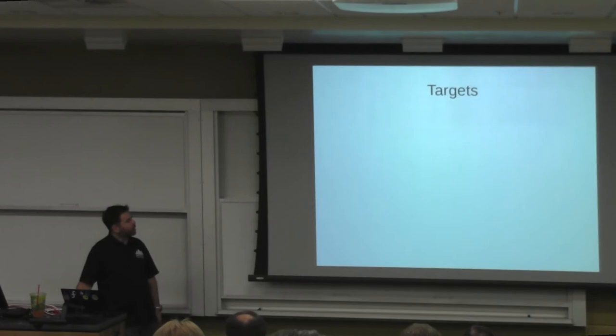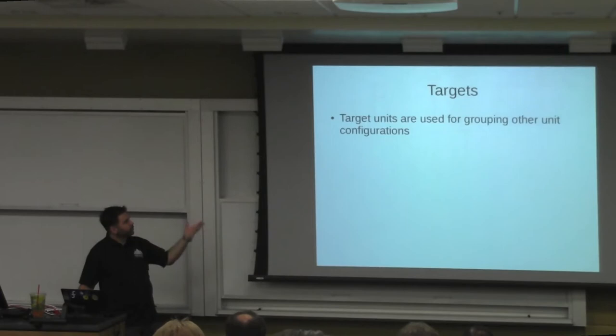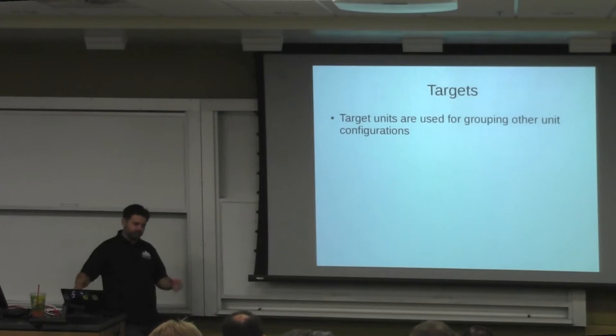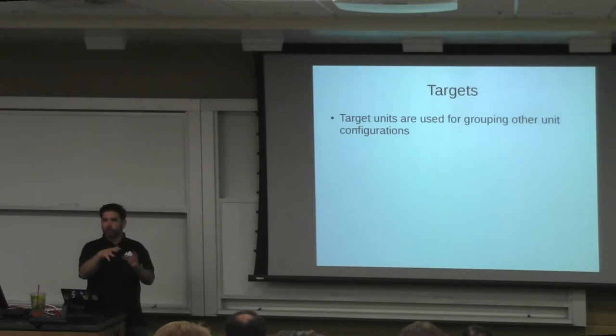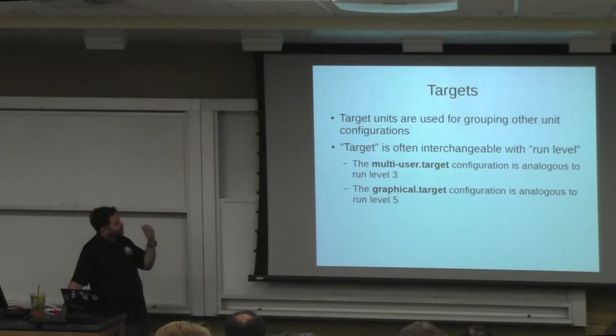And targets are kind of like run levels. Now, target units are used for grouping other unit configurations. So we talked about how run level 3 is a group of init scripts that launch services for the system that's not running in graphical mode. So the target is kind of the same idea. It's often interchangeable with run level. We have a multi-user target. It's kind of like run level 3, and a graphical target is like run level 5.